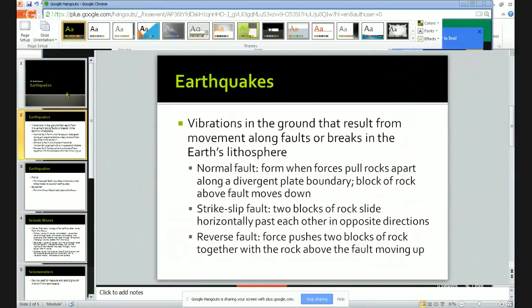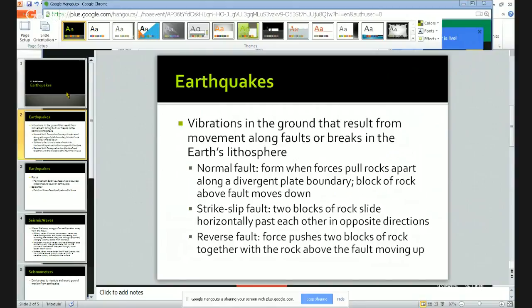So a normal fault is going to form when forces pull the rocks of the two plates apart. It's going to occur at a divergent plate boundary, meaning when something's diverging, they're coming apart. And so at this fault line where the two plates are meeting, the two plates are pulling apart from each other, and so one block of the fault moves down.